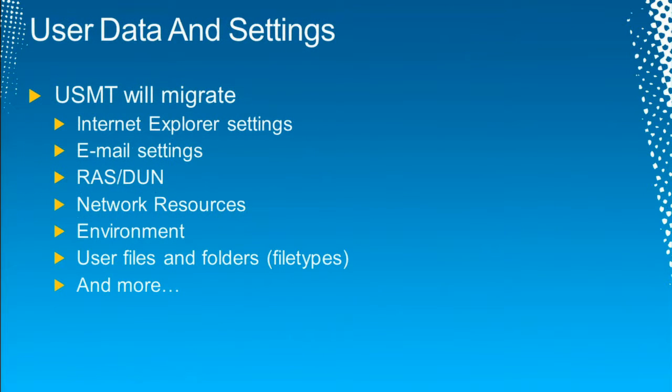So, what are the settings that USMT does migrate? Well, most things that you can do in Internet Explorer. Most email settings, Outlook, Outlook Express, data, PST files, PAB files, web files, address books, things like that. Most things that you can do in the control panel are being migrated. And then USMT also scans all local fixed disks for known extensions and brings that over as well.